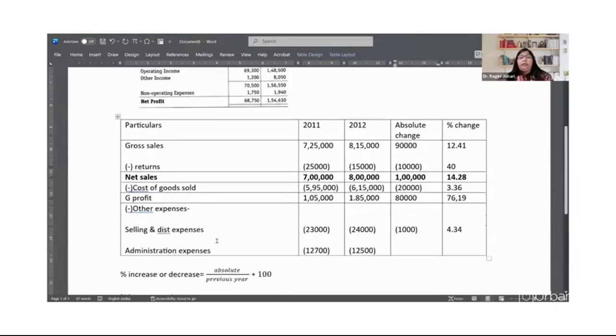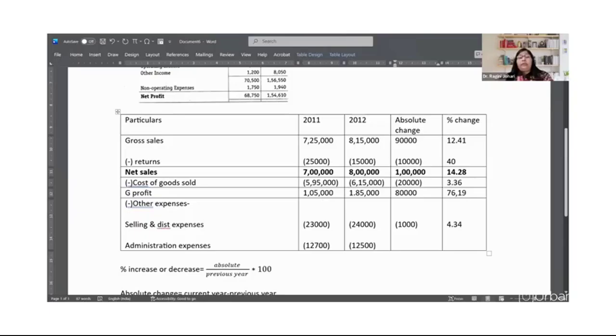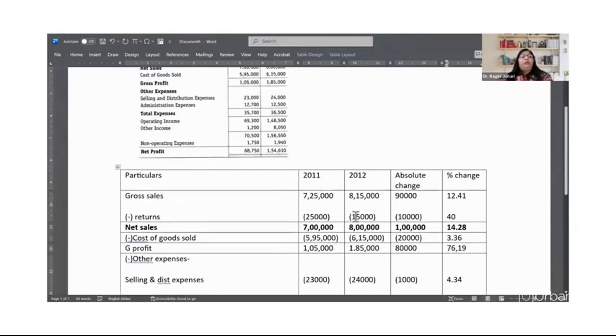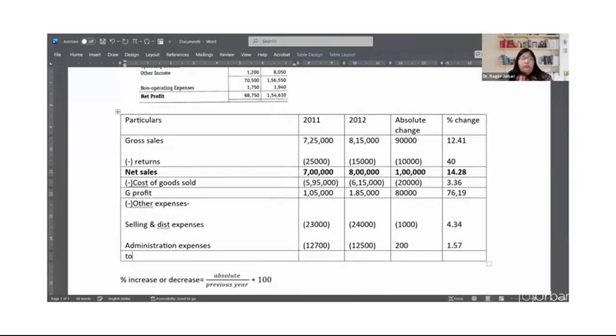Now coming to this side. This is 12,700, and this year 12,500. That means the administrative expenses have reduced, right? By 200. So this 200 will be subtracted here. And how much is the percentage change? Percentage change is 1.57%. It's very meager, but fine. There is something. Now we come to the next thing, that is total expenses.